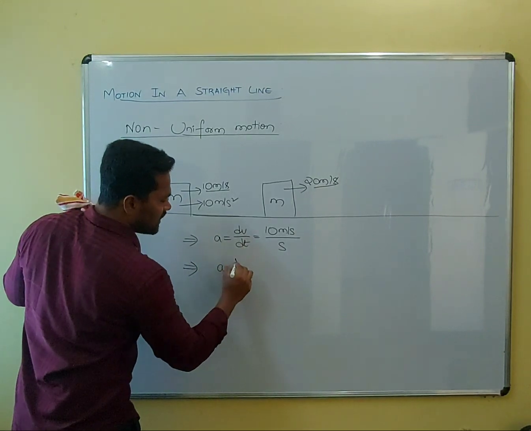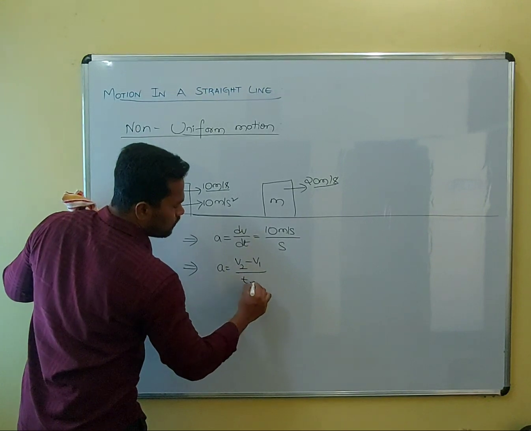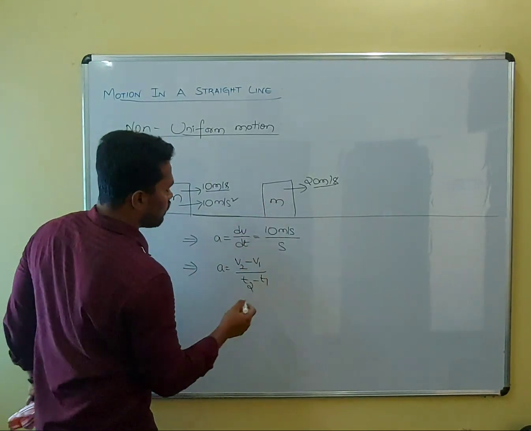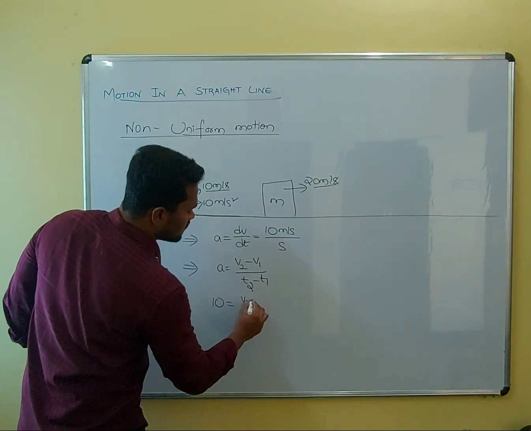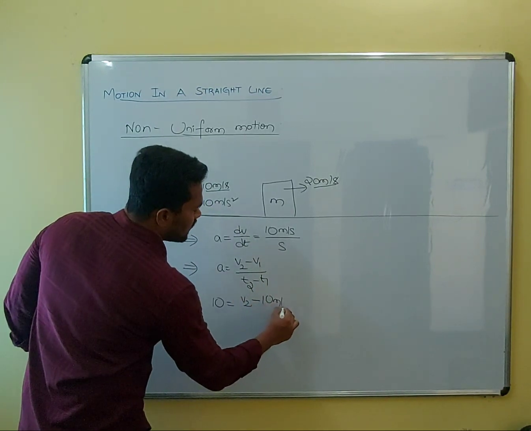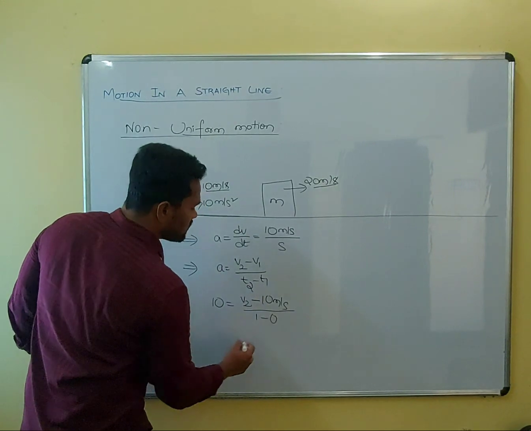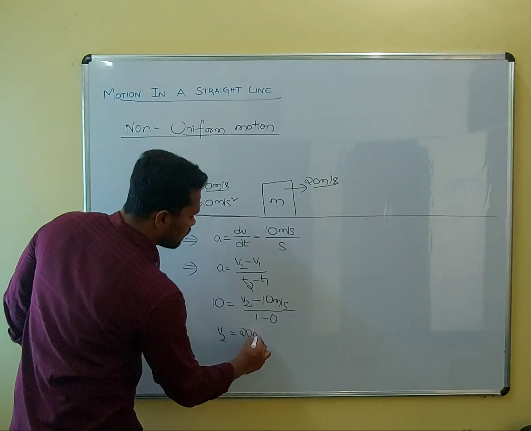Acceleration is equal to dv by dt, right? Can I write that as (v2 minus v1) by (t2 minus t1)? t1 is initial time, t2 is 1 second. After 1 second, acceleration magnitude is 10, and it is equal to, I need final velocity v2, v1 is 10 meter per second, divided by t2 minus t1, final time minus initial time, which is 0, then v2 is equal to 20 meter per second.